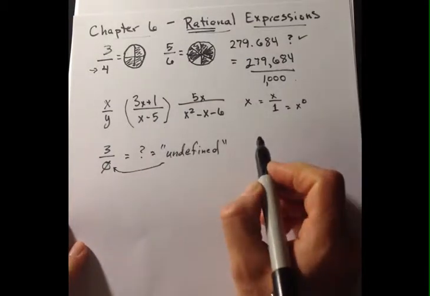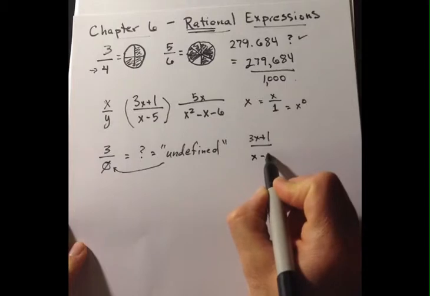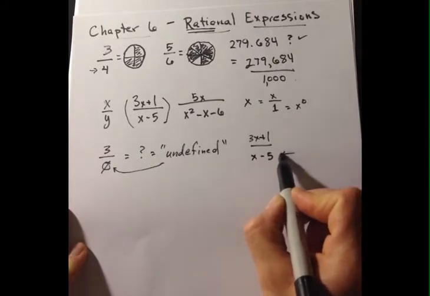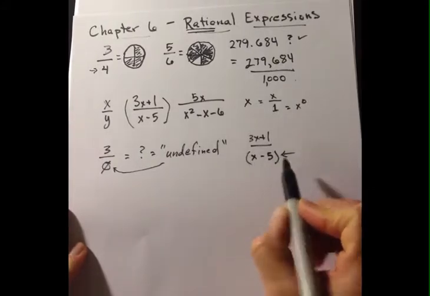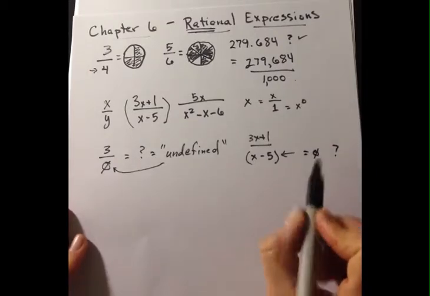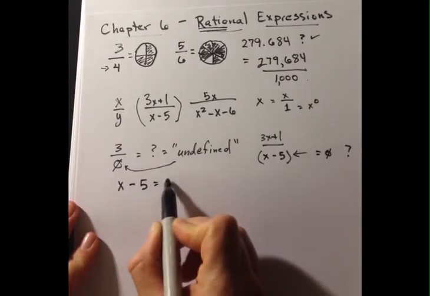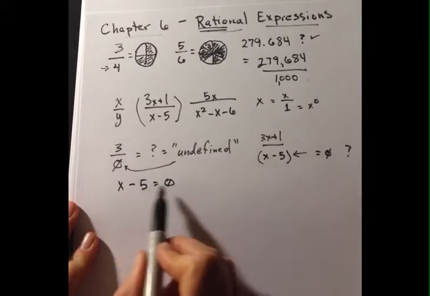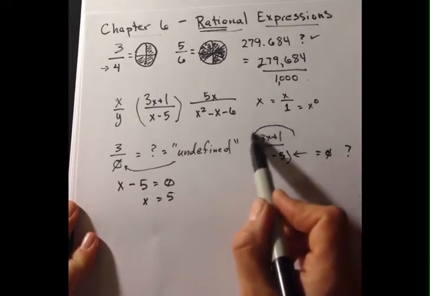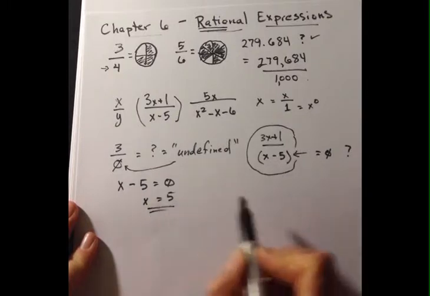So if we go back to my example here of 3x plus 1 over x minus 5, for what value of x is this undefined? Well, we want to find out for what value of x is the denominator equal to 0. So let's set the denominator equal to 0. We would have x minus 5 equals 0. Adding 5 to both sides, x equals 5. So this rational expression is undefined for the value x equals 5.